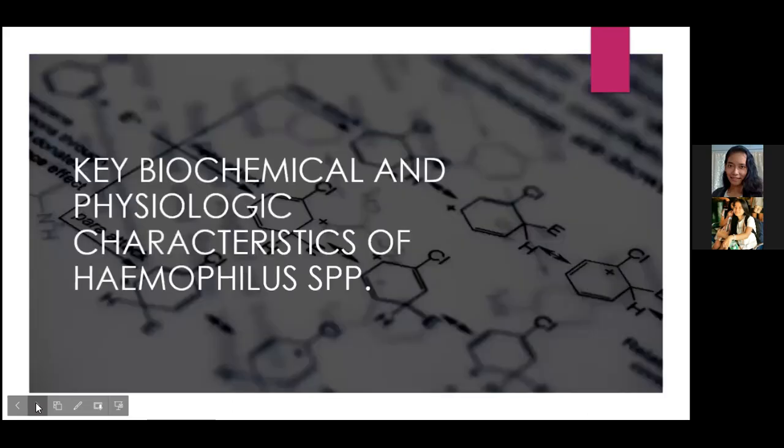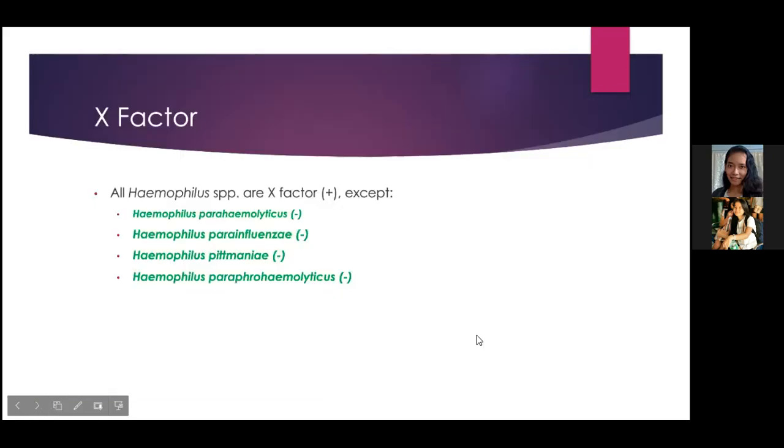Now let's move on to the key biochemical and physiologic characteristics of Haemophilus species. For the X factor test, all Haemophilus species are X factor positive except for Haemophilus parahemolyticus, Haemophilus parainfluenzae, Haemophilus haemolyticus, and Haemophilus paraphrohaemolyticus, which are all negative.